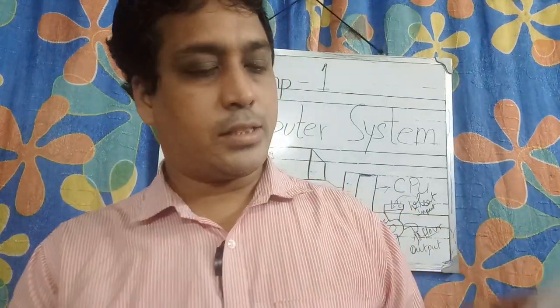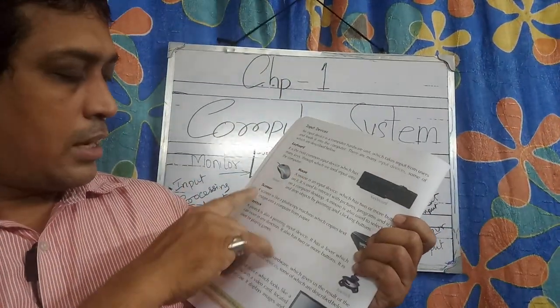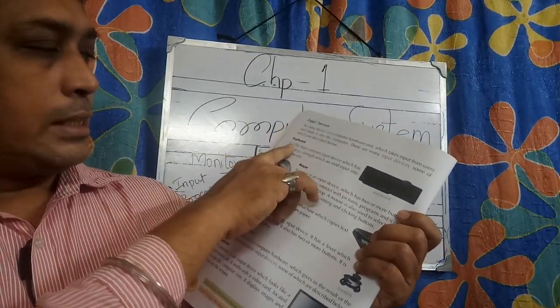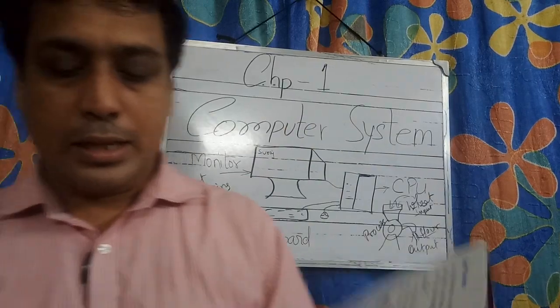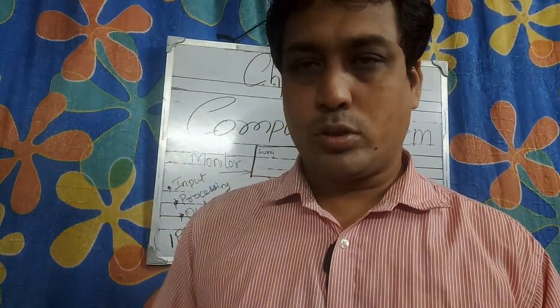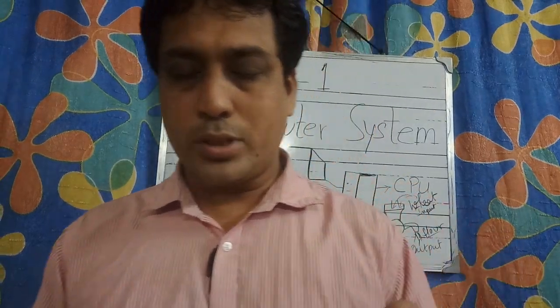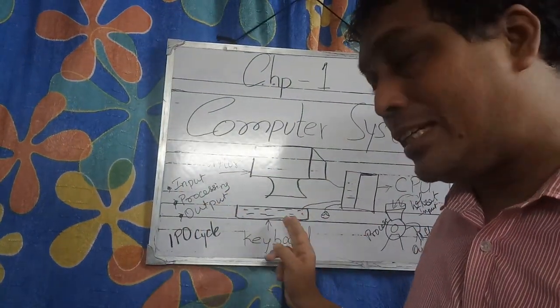See, in the book it's given: the keyboard, the mouse, the scanner, and the joystick. Keyboard, mouse, scanner, and joystick. Keyboard, the word itself suggests keys. Input device, the first one is the keyboard. Keyboard has keys, there are many keys.